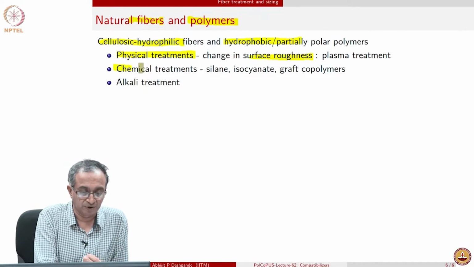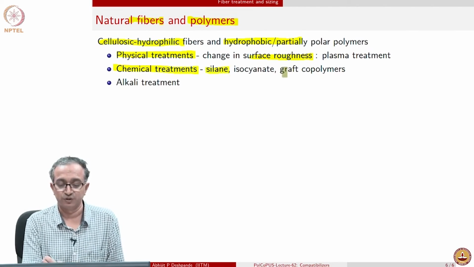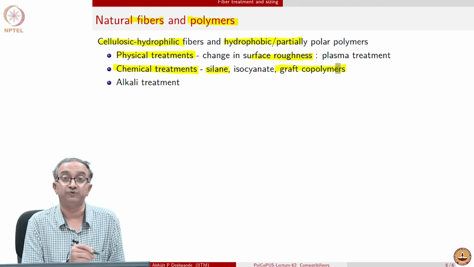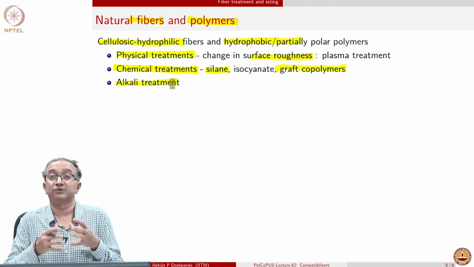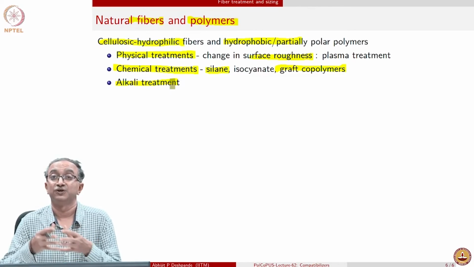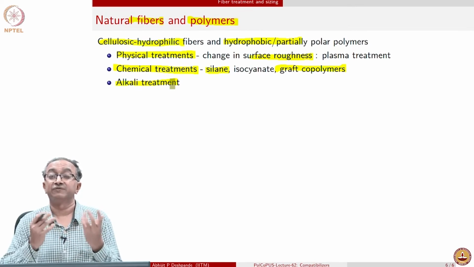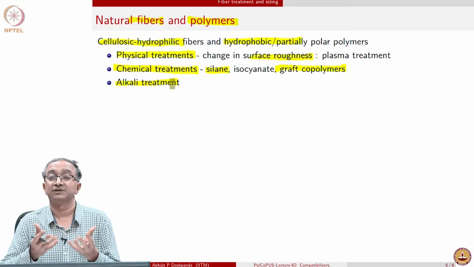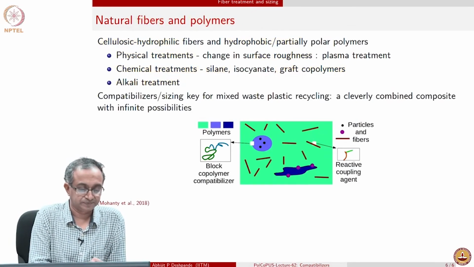We can also modify the surface by adding a coupling agent, which could be either a copolymer or a silane. Or we could also do alkali treatment, because cellulose and lignin have different responses to acid medium as well as alkali medium. By doing this alkali treatment, we generate different functional groups on the cellulose fiber surface, and therefore enhance the interaction between polymer matrix and the fiber.